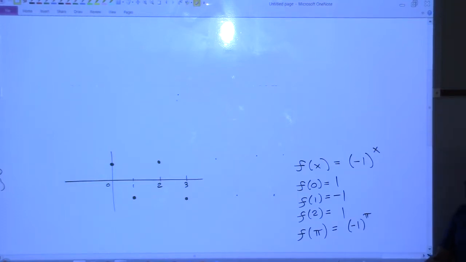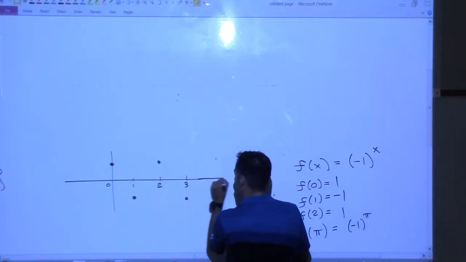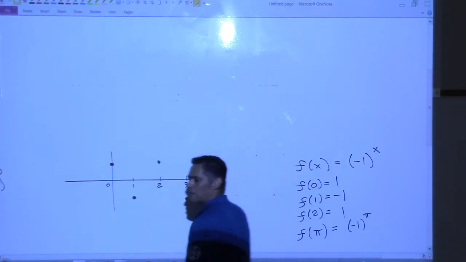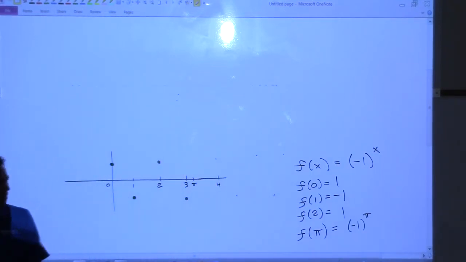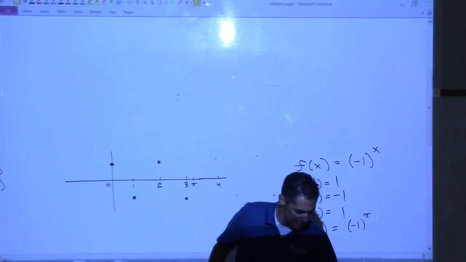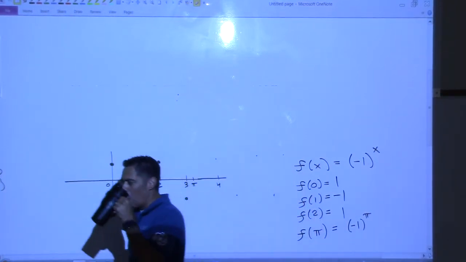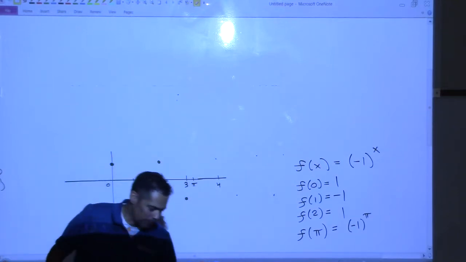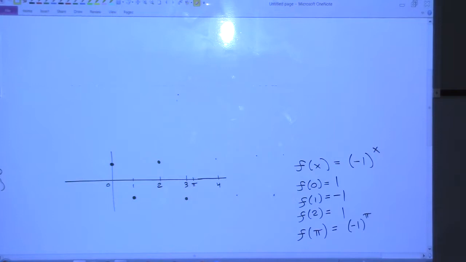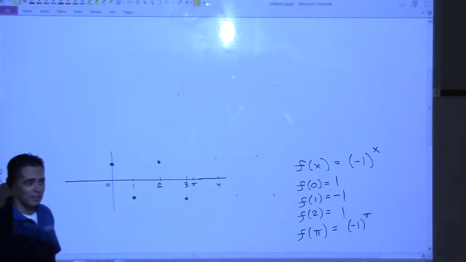Now pi is on here somewhere. Here's 4. Pi is in here, a little bit past 3. What's -1 to the pi? So you try it on your calculator. See what your calculator tells you. Make sure you put the -1 in parentheses. What do you get? Domain error. No real answer. No real answer.